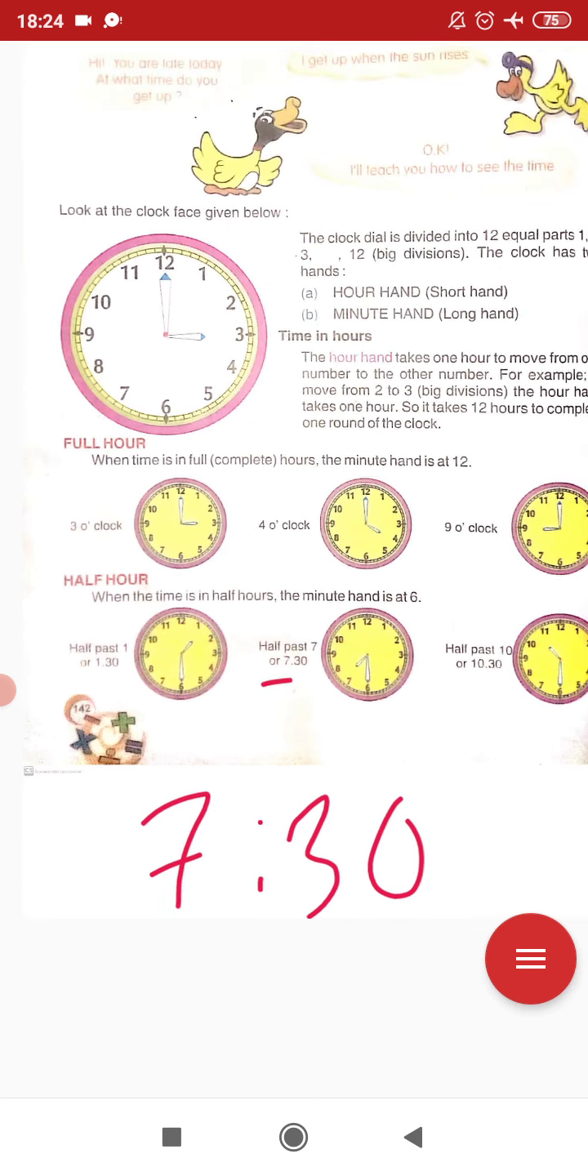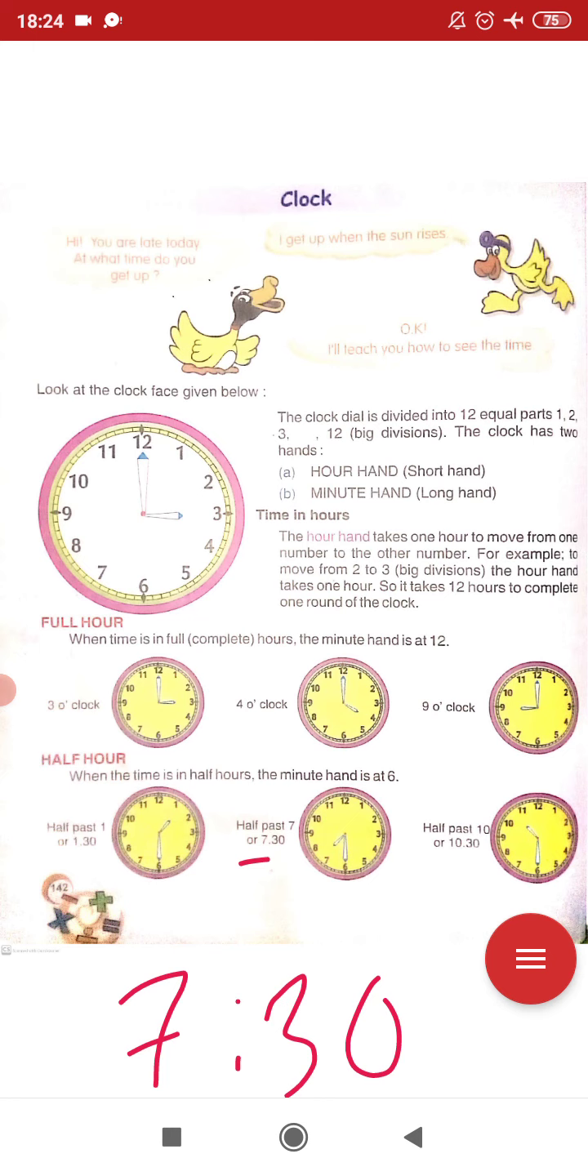And the last picture, third number picture, our hand is at 10, no, in between 10 and 11. 10 और 11 के बीच में आवर हैंड है, और जो मिनट हैंड है वो 6 पर है. तो 6 पर अगर होगा मिनट हैंड तो उसका टाइम होगा हाफ एन आवर.